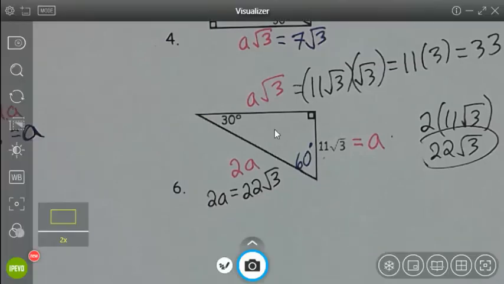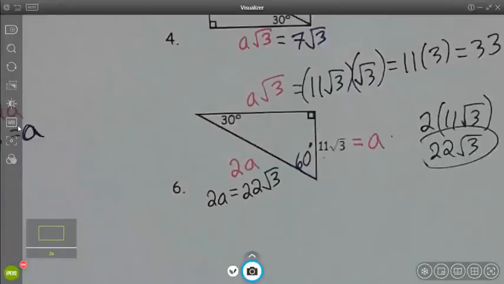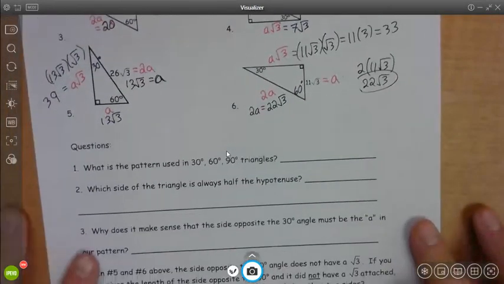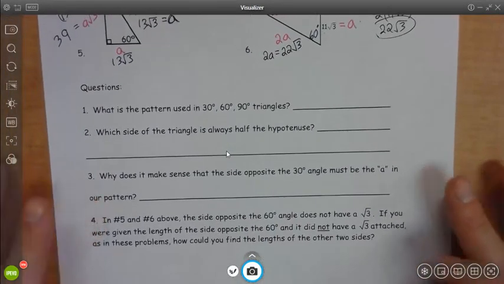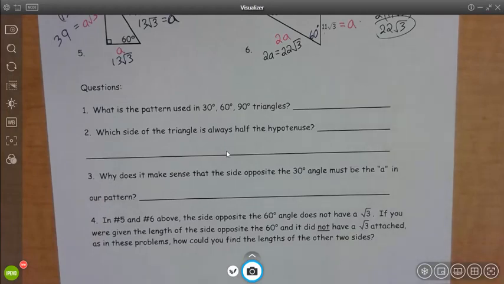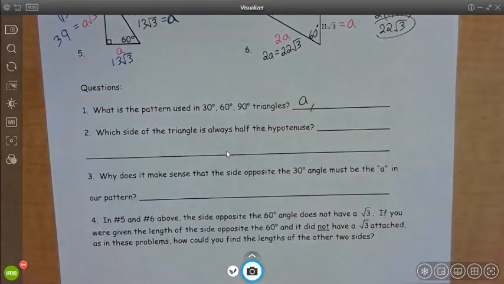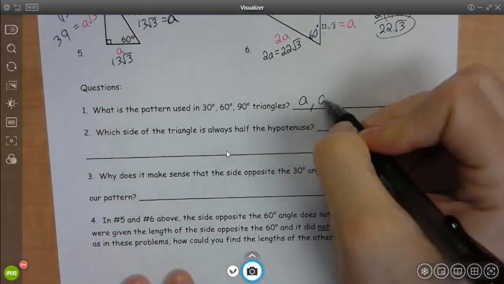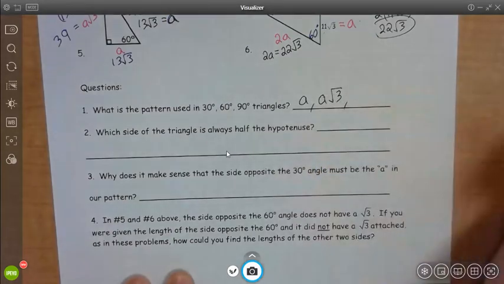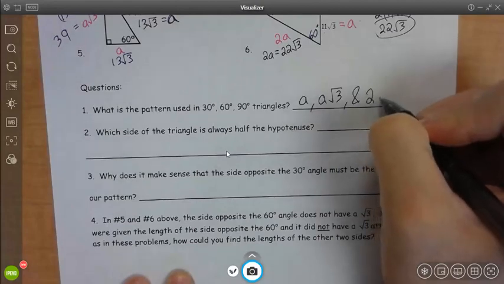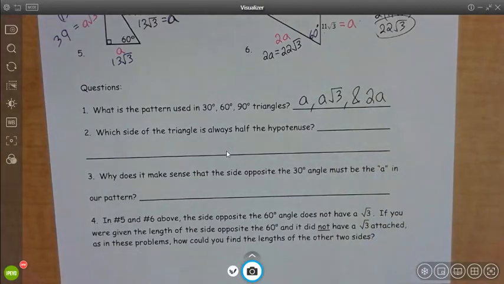So let's zoom out on our camera here, back to our regular zoom, and look at the bottom of our page. As far as our pattern goes, in order, A is our 30-degree side, A root 3 is our 60-degree side, and 2 times A is our 90-degree side.